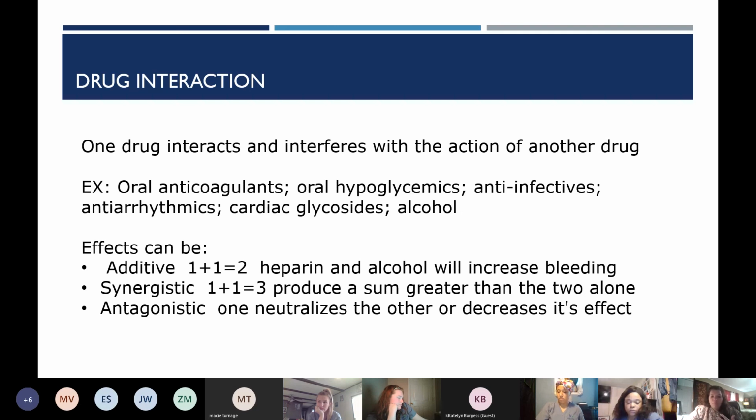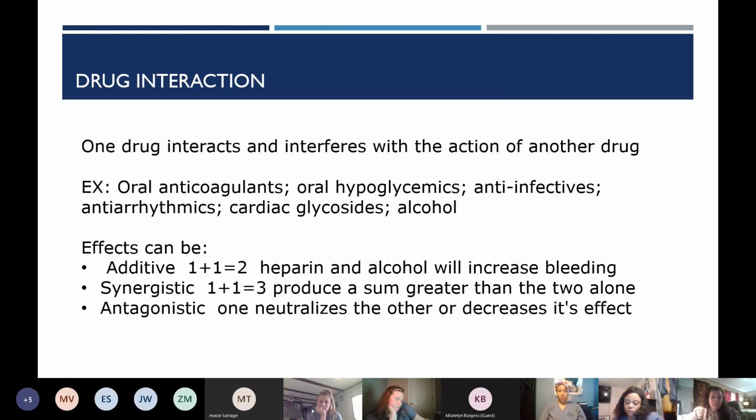All of these things have to be taken into account when administering drugs. So an additive drug interaction is when you give one drug and you give another drug, and the outcome of those two drugs is increased. Like I said, if you give heparin with alcohol, you're increasing the risk of bleeding, because heparin increases your risk of bleeding and alcohol increases your risk of bleeding, so you have an increased risk of bleeding.